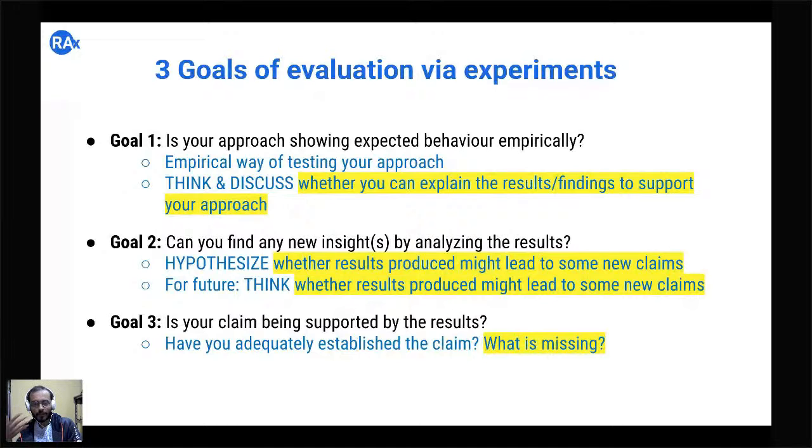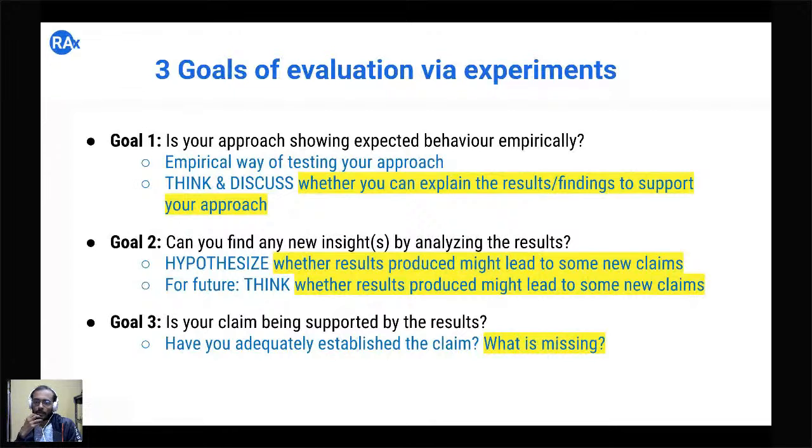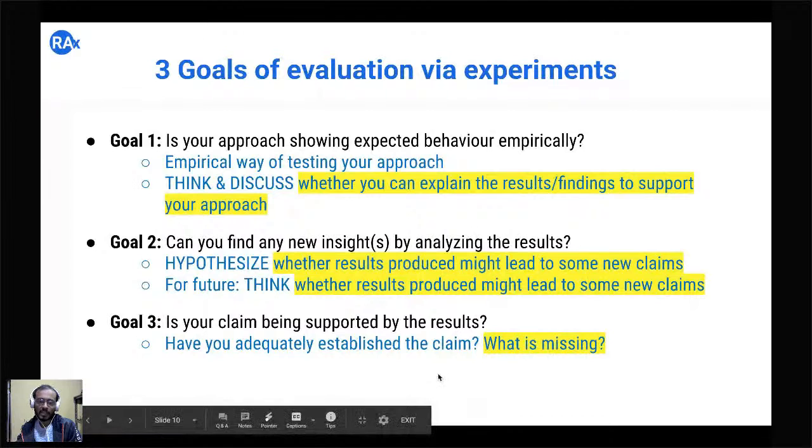And then goal 3 is to understand whether your claim is being supported by the results. Whether the ultimate claim that you made is getting supported. Have you adequately established the claim, and what is missing if not? What is missing is a huge opportunity for you to go back to your approach, your research method, and figure out what you can do about it to get the results you need to establish the claim. So that can be the third goal. So there are 3 different goals when you are conducting experiments for evaluating your research method, right?